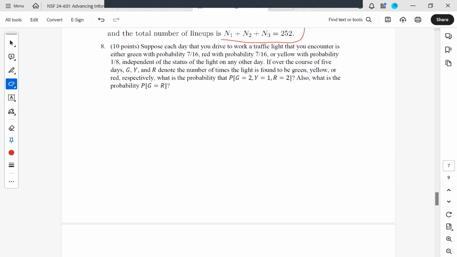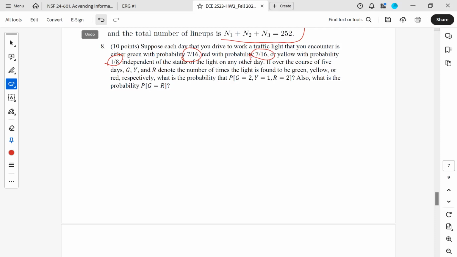Question 8 says that imagine you are driving to work each day, and on your way you encounter a traffic light. There is a chance that when you encounter that light, it would be green, which the chance is 7/16 here. It could be red with the same chance, or it could be yellow with 1/8. These are the chances. Okay?